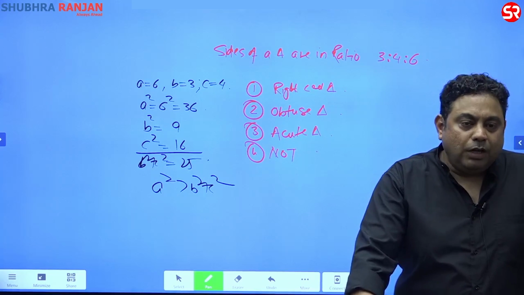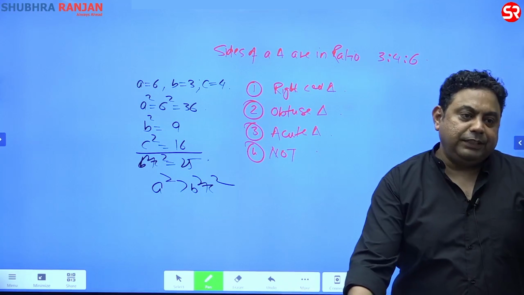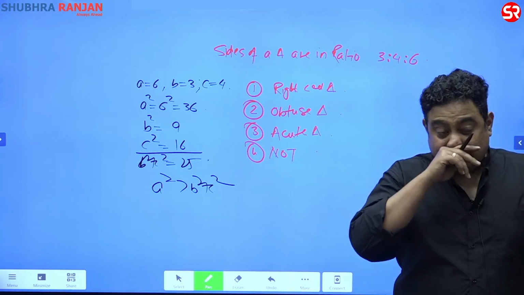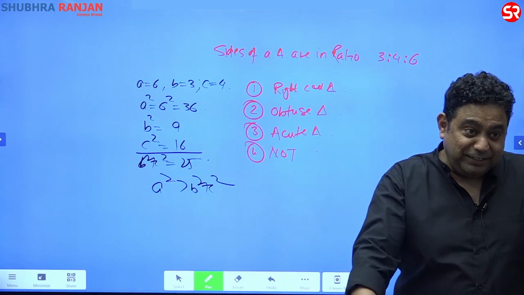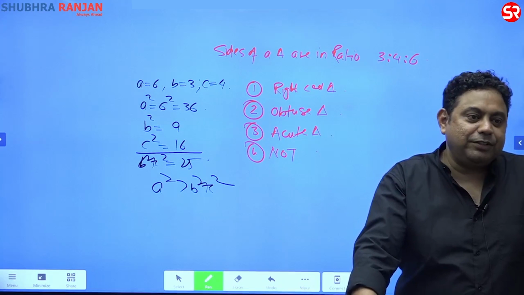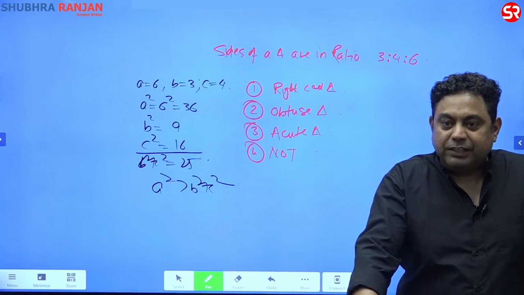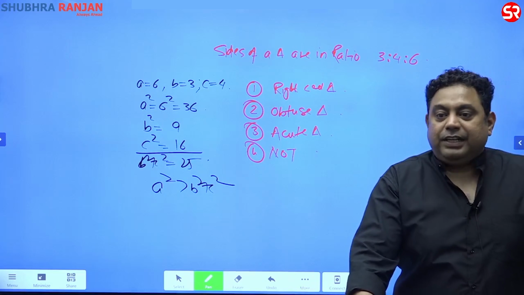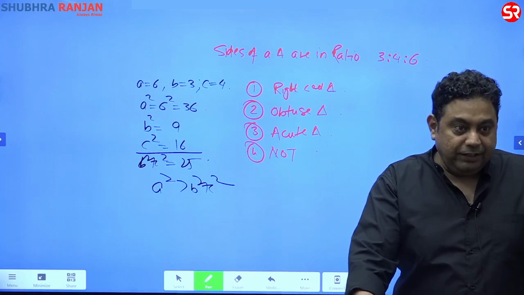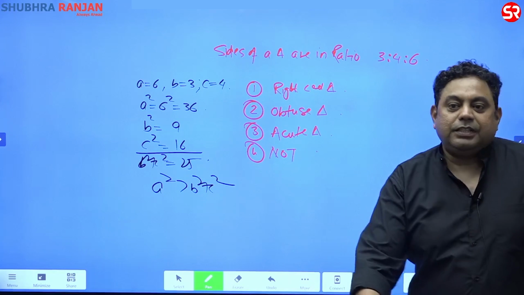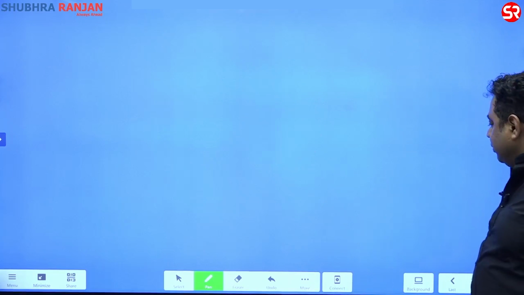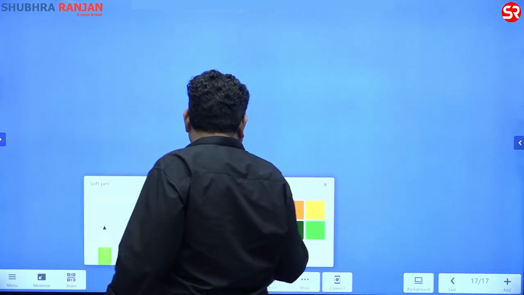Clear? So now we are getting the hang of Pythagoras theorem: if A square is equal to B square plus C square, it's a right angle triangle. If A square is greater than B square plus C square, it's an obtuse angle triangle. If A square is less than B square plus C square, it's an acute angle triangle. Everywhere A is the largest side. Is it okay? Right? Then comes something that was not known to you before, something really exciting.